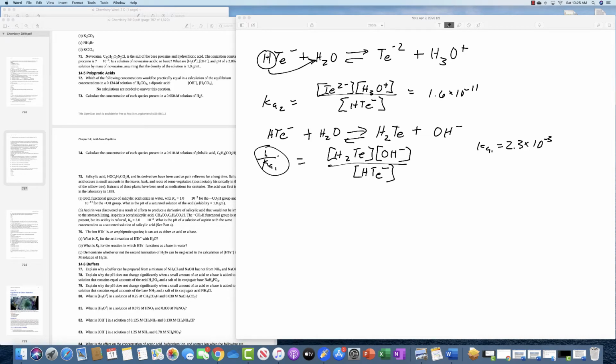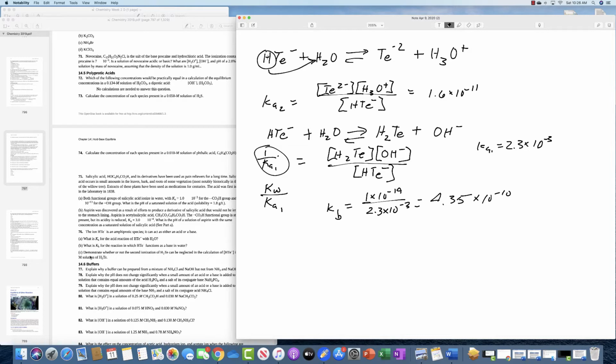It's actually not 1 over the Ka1, it's the Kw of water over the Ka1. And so the Kb here will equal 1 times 10 to the minus 14 divided by 2.3 times 10 to the minus 3. This is going to equal 4.35 times 10 to the minus 10.